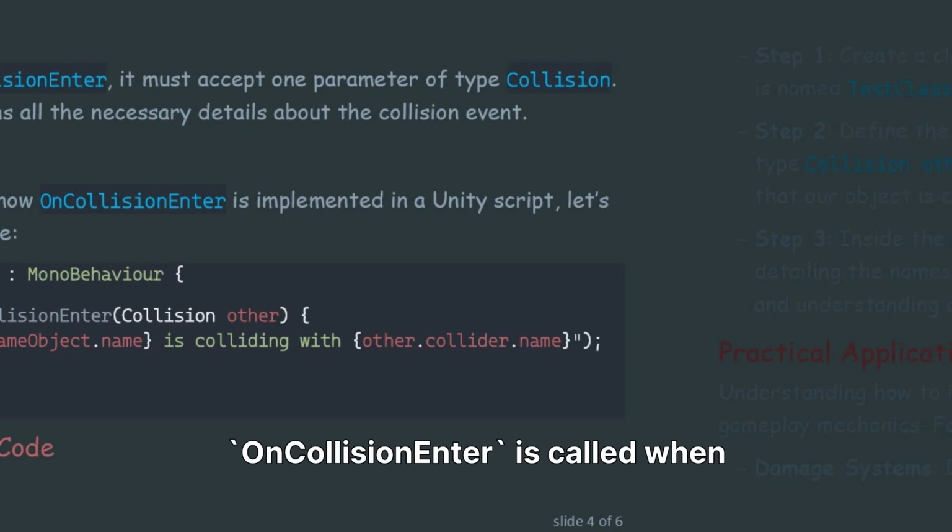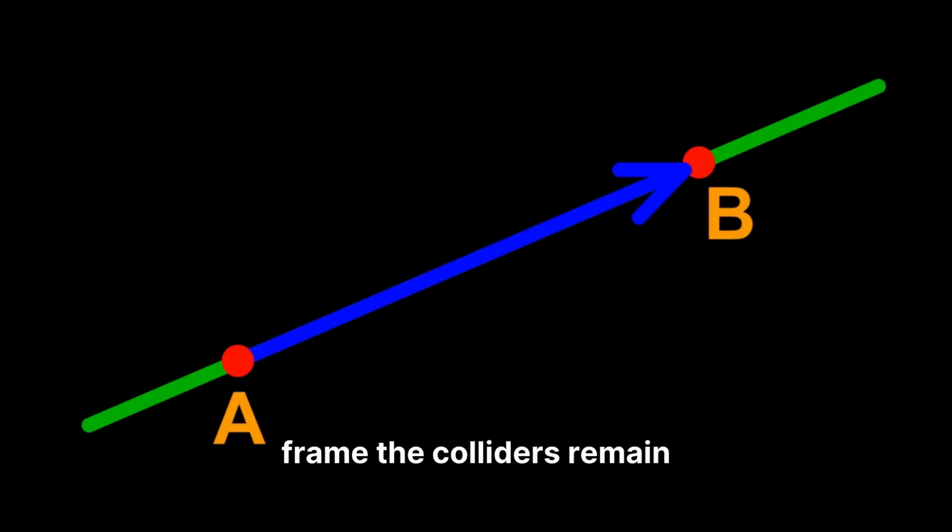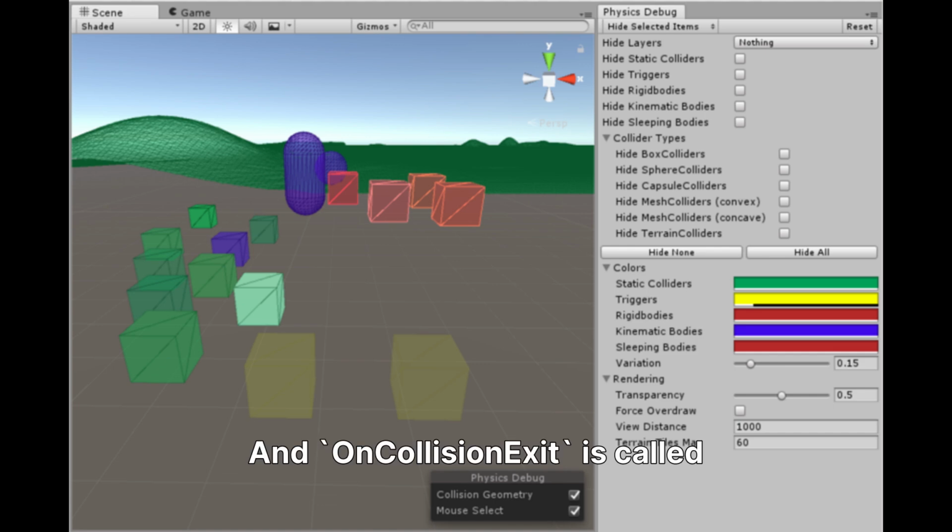On-collision enter is called when two colliders begin to collide, specifically on the first frame of contact. On-collision stay is called every frame the colliders remain in contact. And on-collision exit is called when the colliders separate.